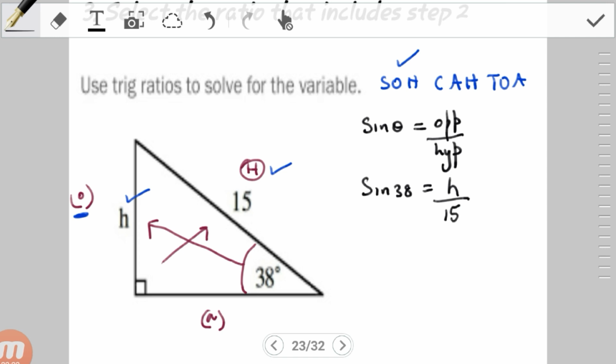Now you should have your calculator at hand, and you need to also ensure that your calculator is in degree mode. So at the top of the calculator you should see a D. So you go ahead and you hit the sine function, you hit 38, and you'll find that the sine of 38 is 0.6156, and that's going to be equivalent to h divided by 15. Now 15 multiplied by 0.6156 will give us the answer for h.